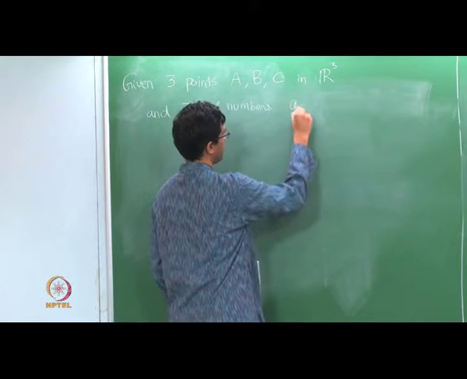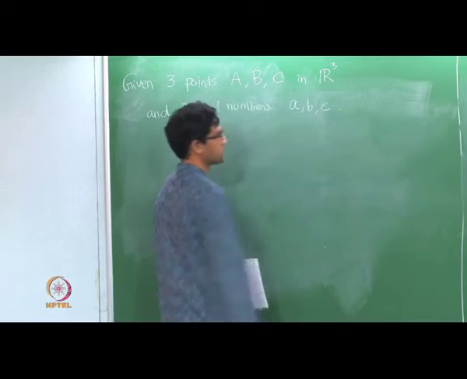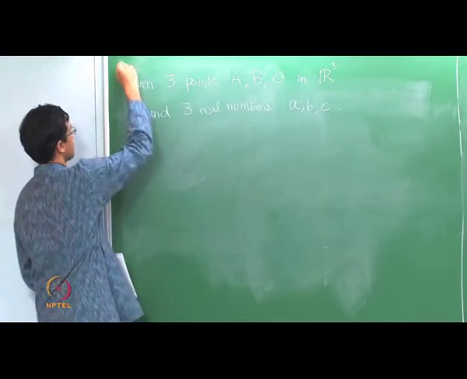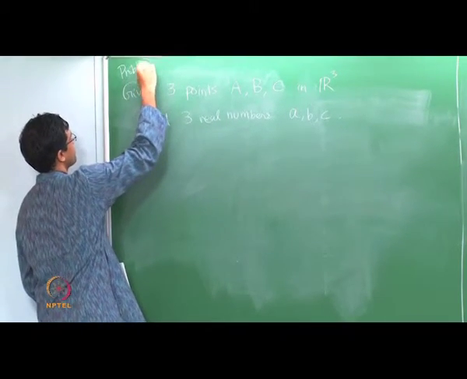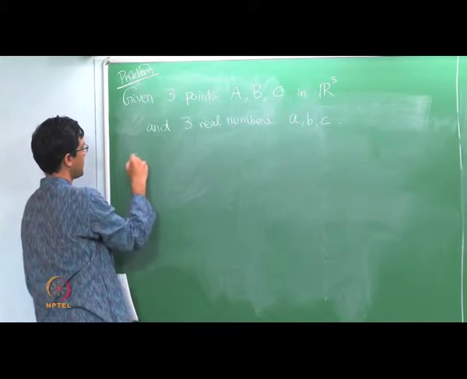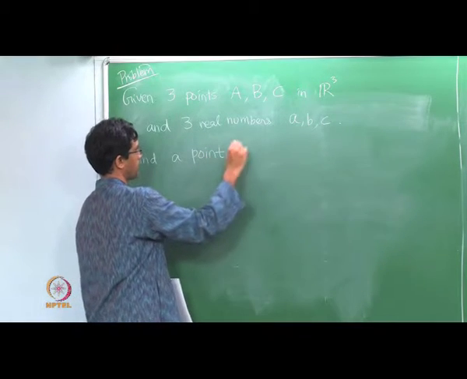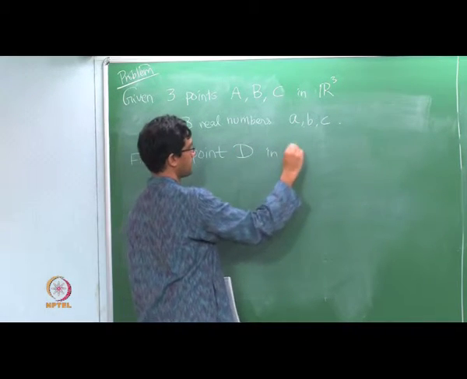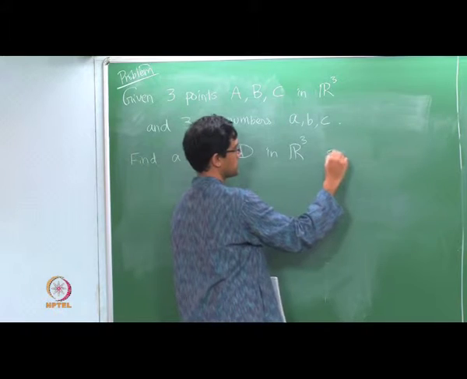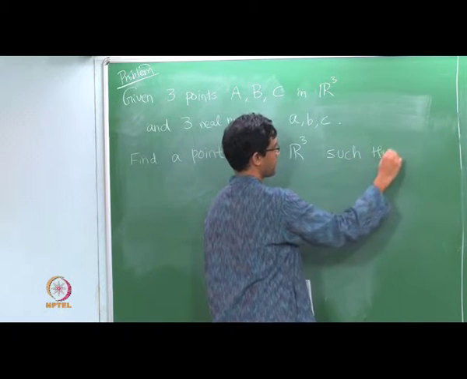Okay, so what shall we call them? A, B, C, just arbitrary real numbers. So, here is the problem: given 3 points in R3 and given 3 real numbers A, B and C, find a point D in R3 such that it is satisfying the following conditions.